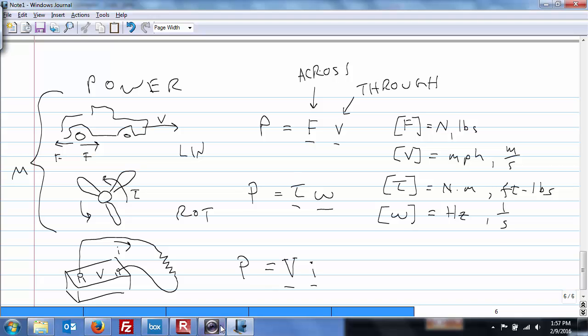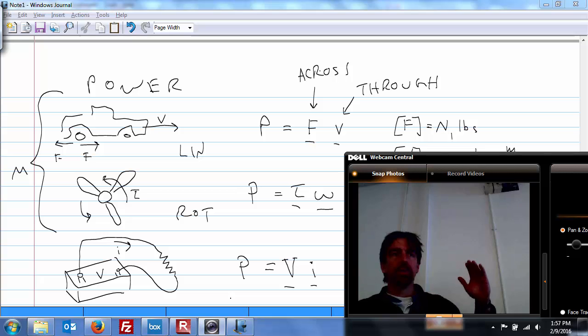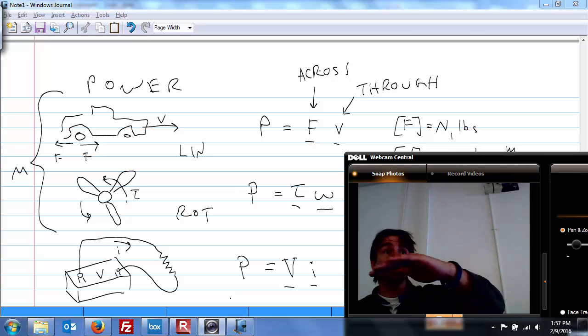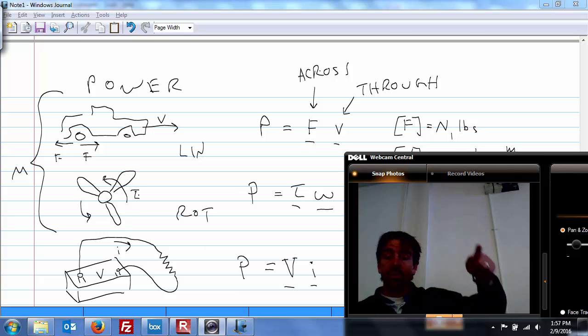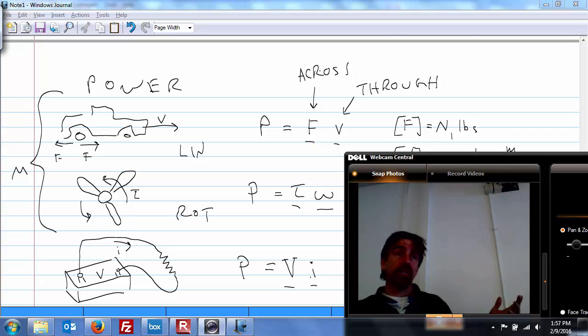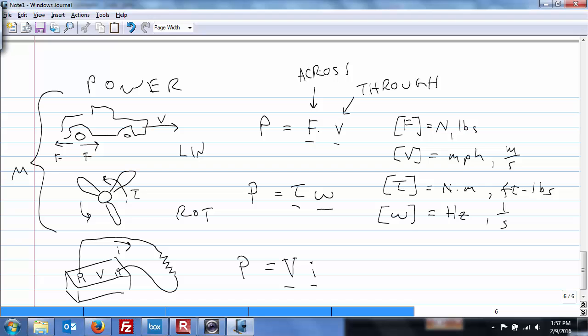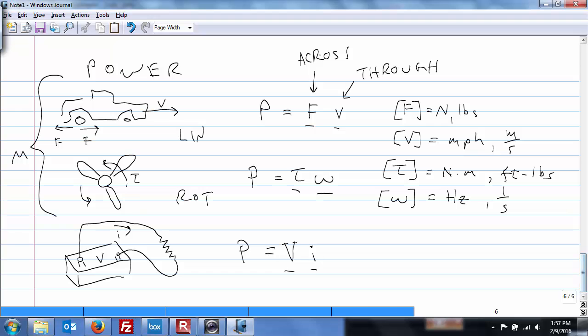When you think of velocity, that car is moving through space. When you think of rotation, that turbine or fan is spinning around through space. When you look at current, even though you can't see them, those electrons are flowing through the wire. So in every single case, when you're doing power, you're going to multiply some across variable by some through variable. This is going to be the same deal when we're doing our blower door later. And let's just look at that while we're talking about it.